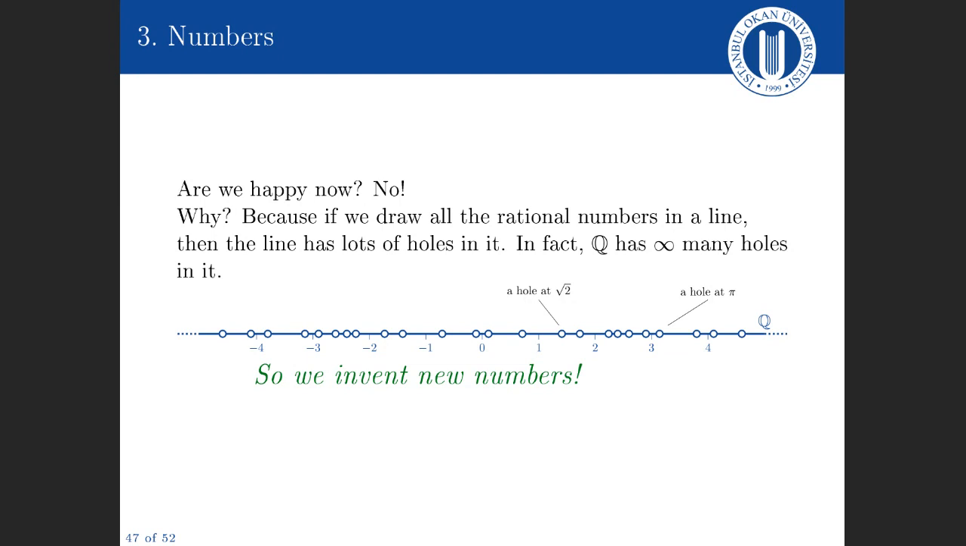If we try to draw a picture of Q, we're going to have a picture which looks something like this. We're going to have a line with lots and lots of holes in the line. For example, the square root of 2 is not a rational number, so we would have a hole in our line at the square root of 2. Pi is not a rational number, so we would have a hole here. In fact, the set Q has infinitely many holes in it. So what did humans do in our history to overcome this? We invent new numbers.